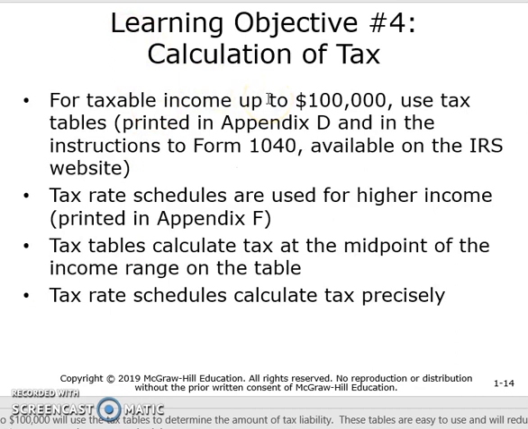To calculate the income tax that's due for taxable income of up to $10,000, we're going to use the tax tables that are printed in Appendix D and in the instructions to Form 1040, which is available on the IRS's website. The tax rate schedules are going to be used for higher income, and those are also printed in the textbook in Appendix F. The tax tables will calculate tax at the midpoint of the income range that's given on the table, and the tax rate schedules will calculate the tax precisely down to the dollar amount.